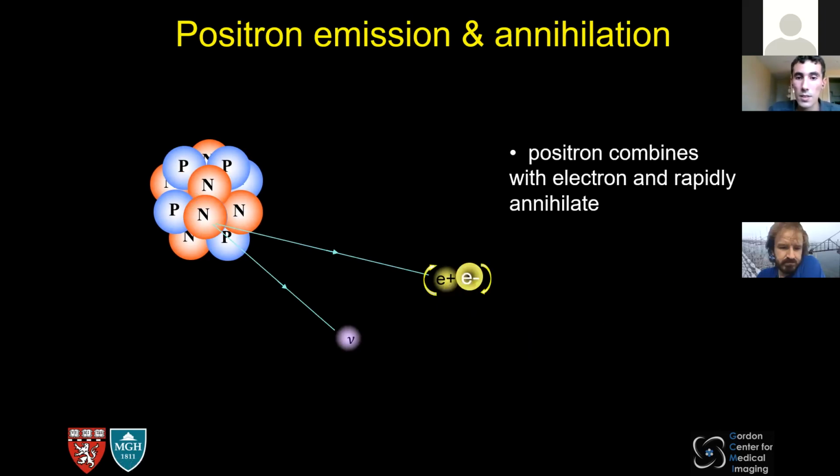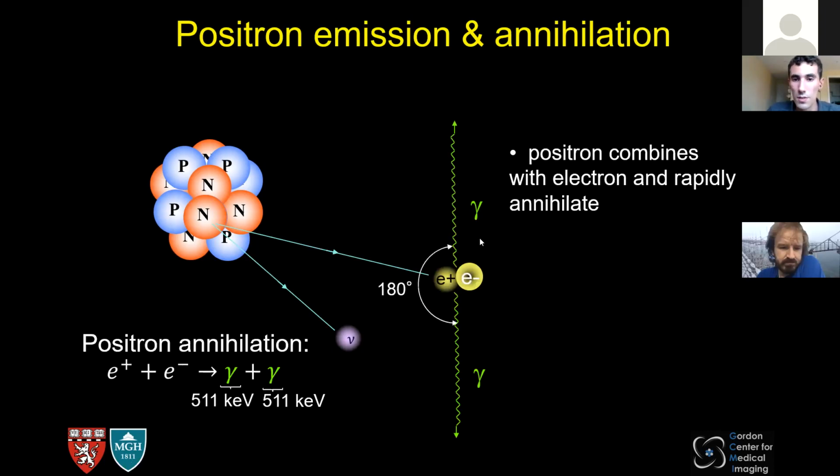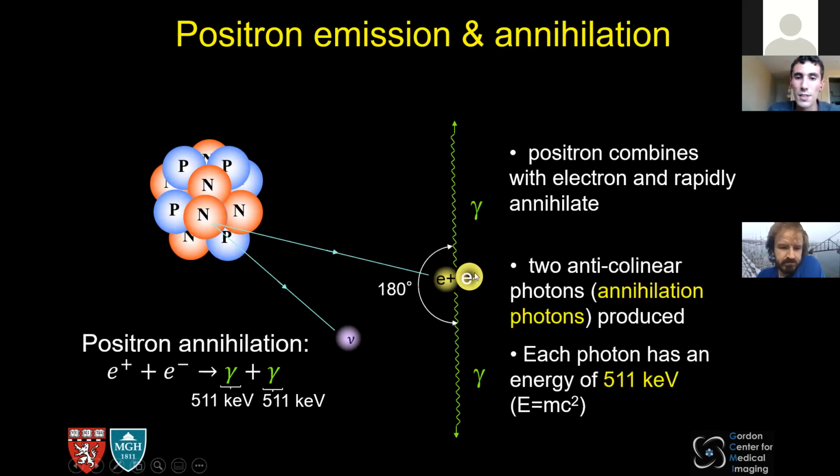And what happens when the positron and electron meet? They are going to undergo what we call an annihilation reaction. So they're going to combine and then release their energy in the form of two gamma photons that are emitted at approximately 180 degrees from one another. So they are anti-collinear. And each one of those photons has an energy of 511 keV. You can find this quantity by just putting the mass of the electron times the square of the velocity of light, and you'll find 511 keV. So each one of those photons has a 511 keV energy.